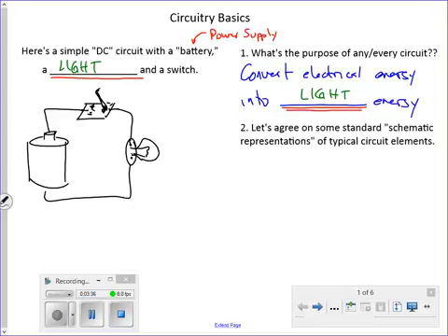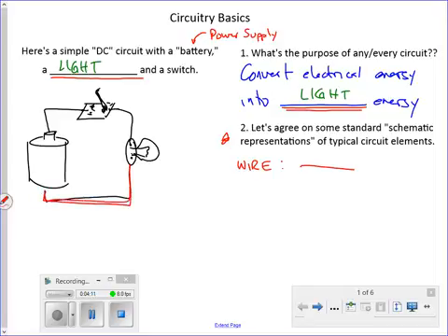Well, that's all well and good, except depending on people's artistic ability, that can get us into trouble. So here's the deal. Let's agree on some schematic representations of typical circuit elements. The one that's kind of obvious is a wire. We use a line to mean a wire. So here's a wire. No problem.